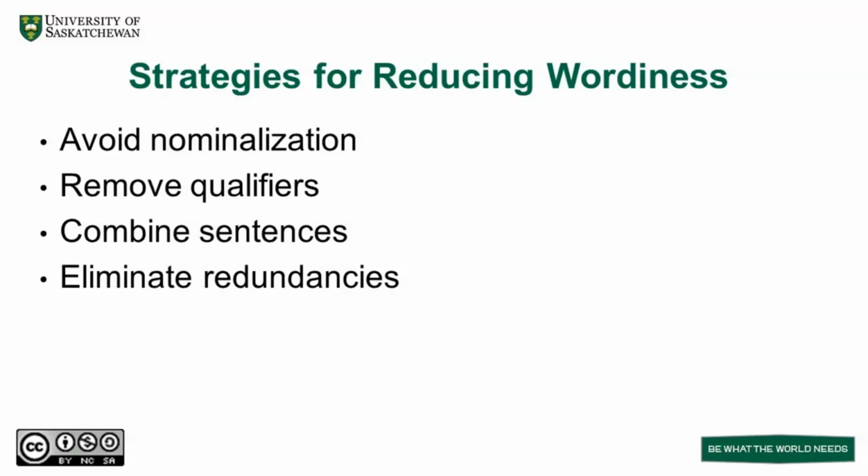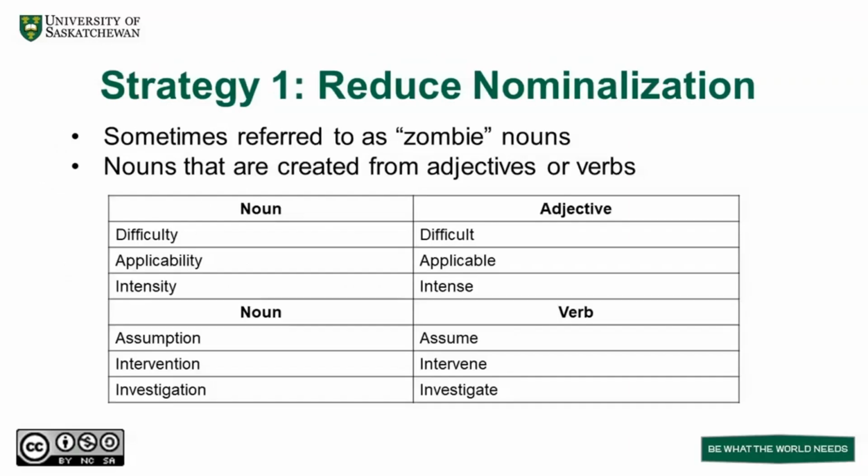So I think we already have a lot of insight in tackling that, or making use of that fourth strategy. But let's look at strategy 1. This is all about reducing nominalization. If you're not familiar with this term, no worries.